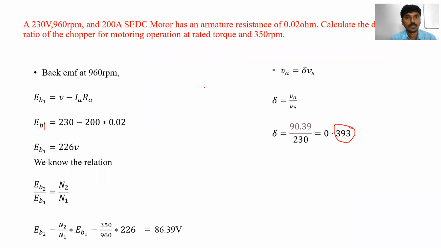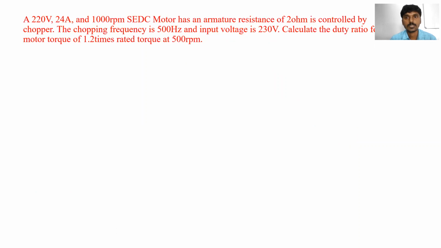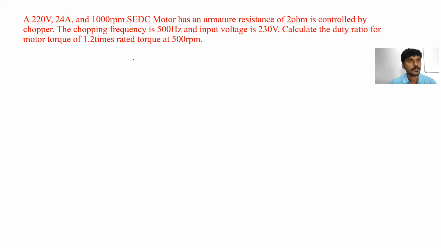Yes. One more numerical we can see here. Same model, same numerical. A 220 volts, 24 amperes, and 1000 RPM separately excited DC motor has an armature resistance of 2 ohms.